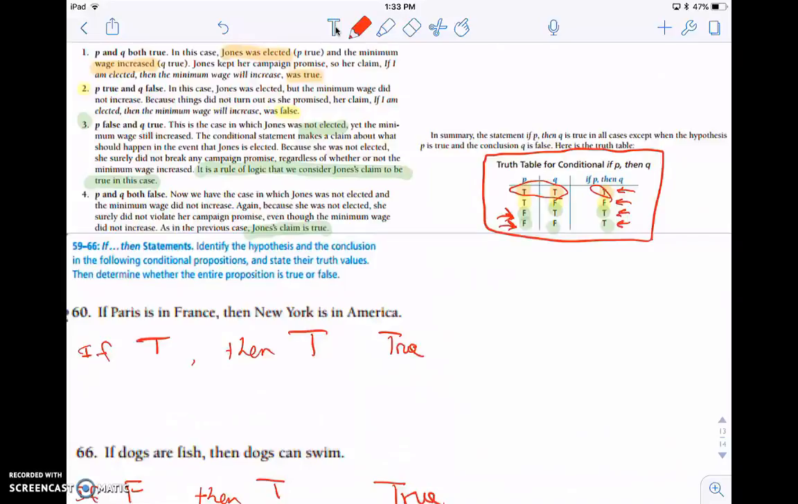Okay, so that's a look at the if-then statements. Again, here's the truth table. Here is just something good to remember: the only time it's false is when you start with a true statement and then your conclusion is false, and that's a false statement on the conditionals.